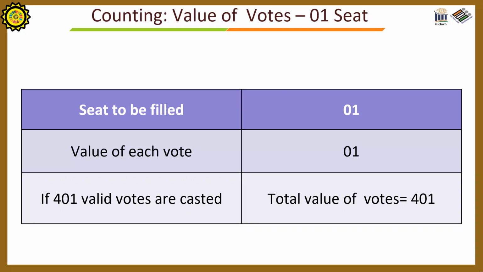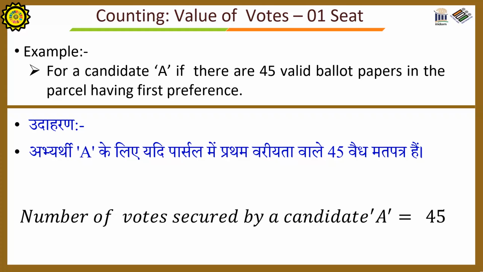So let the seat to be filled be 1. Value of each vote is 1. If 401 valid votes are cast, then the total value of votes will be 401. So for a candidate A, if there are 45 valid ballot papers in the parcel having first preference, then the number of votes secured by candidate A will be 45.